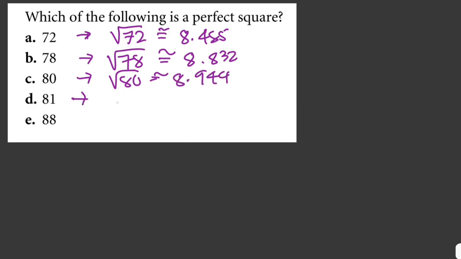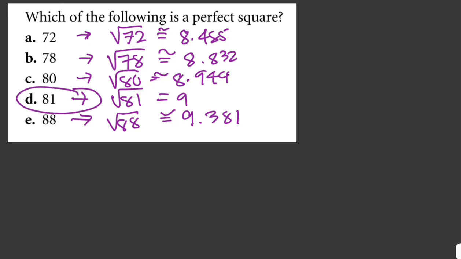Then the square root of 81 is equal to 9. The square root of 88 is approximately equal to 9.381. So among the choices here, only 81 is a perfect square because the result when you get the square root of 81 is a whole number. So A, B, C, and E are not the answers.